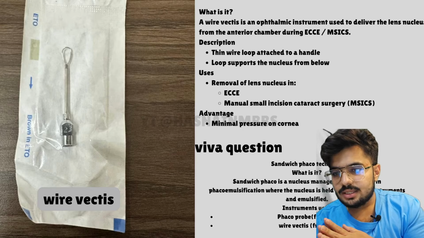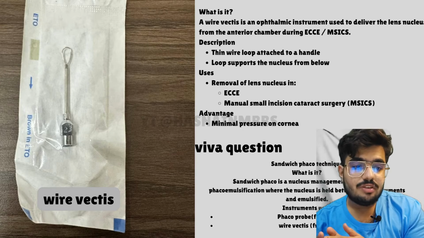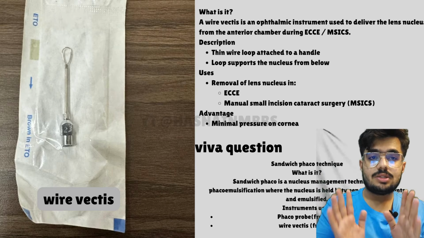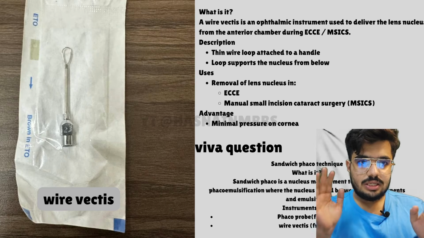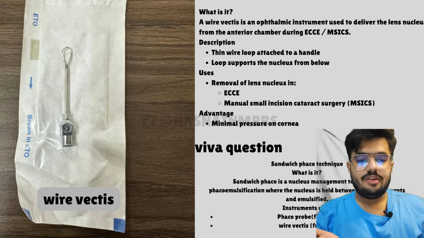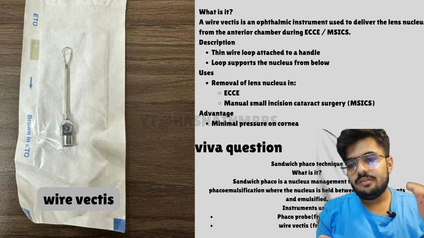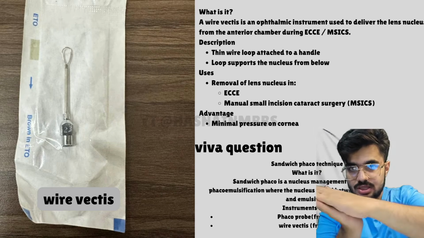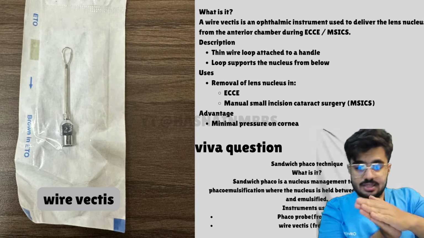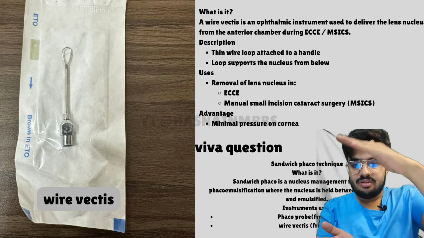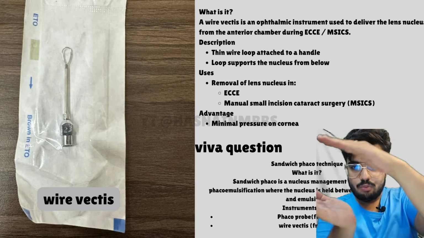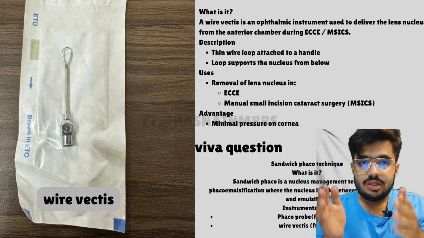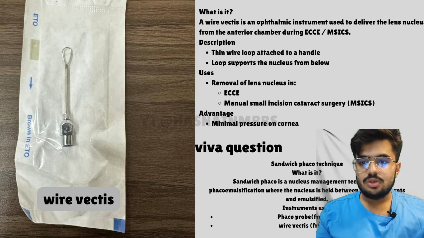Whatever question may be asked, like what is this sandwich phaco technique? Don't say sandwich phaco technique until and unless you are asked to answer it. Phaco sandwich technique is a technique in which we use the wire vectis and the phaco probe in such a manner that the phaco probe is above and the wire vectis is below, and we use both instruments to remove the nucleus in a sandwich manner. So to deliver the nucleus, we use our wire vectis. This is the use of the wire vectis.